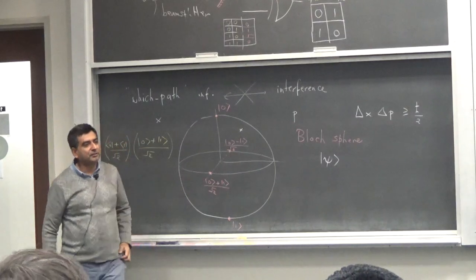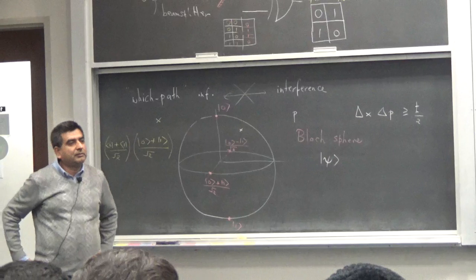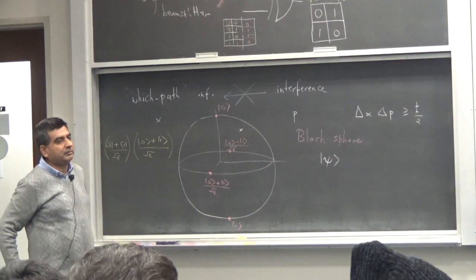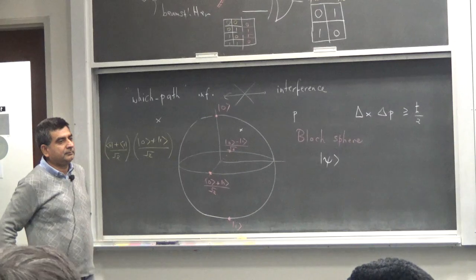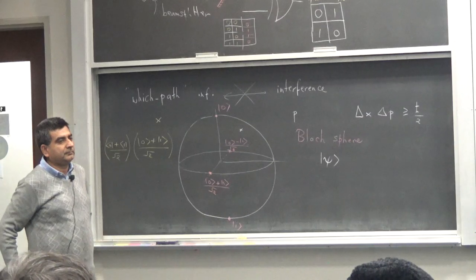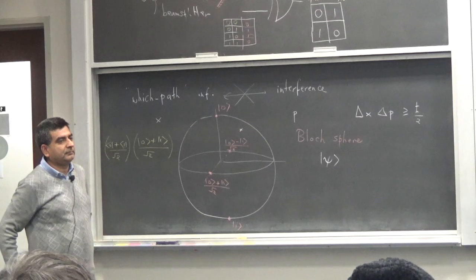Yes, Abdullah? Sir, I think the point is that if you want to do the dot product of the plus state and the minus state, then the dot product would be 0. What you have done currently is just the dot product of the plus state with itself.